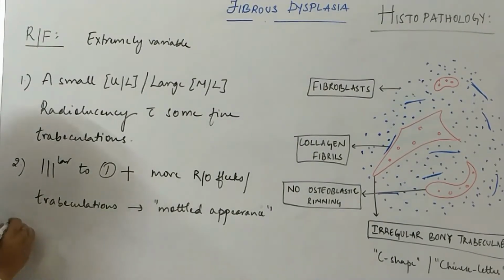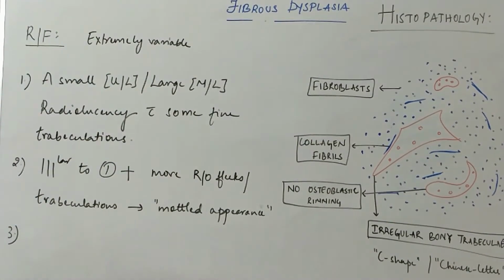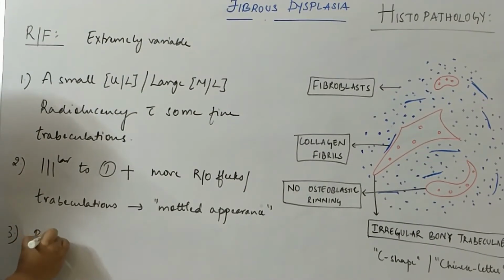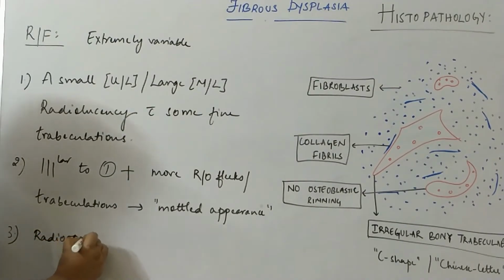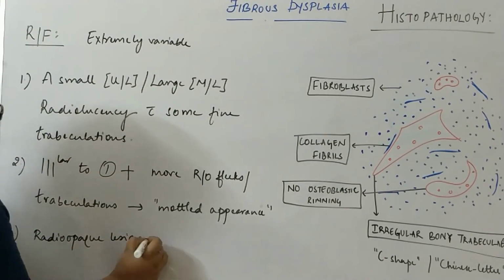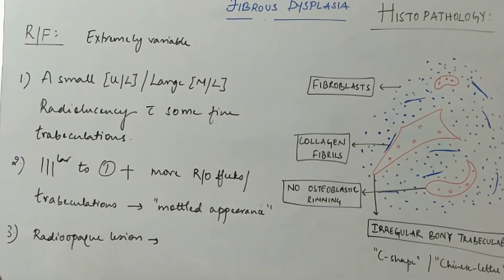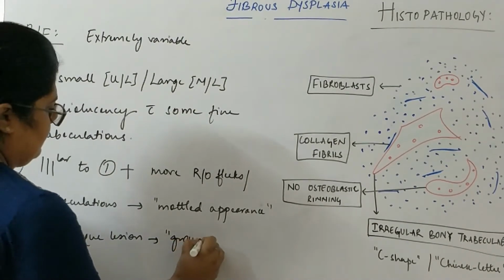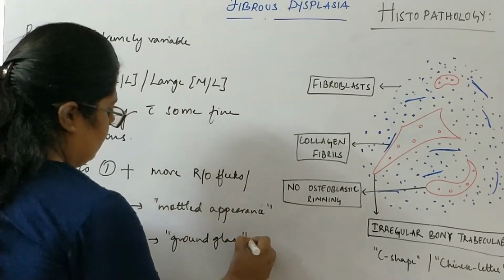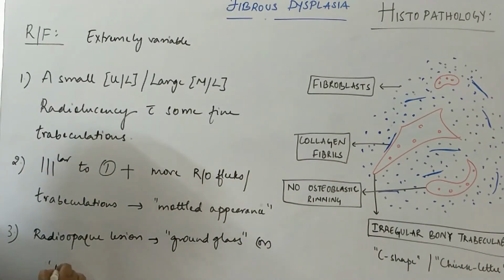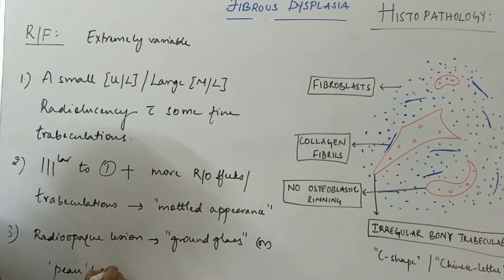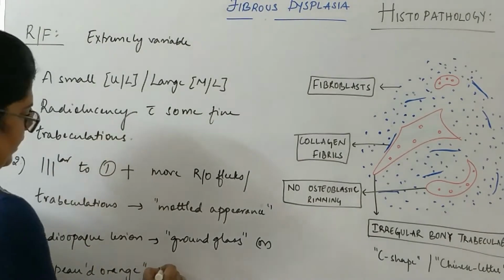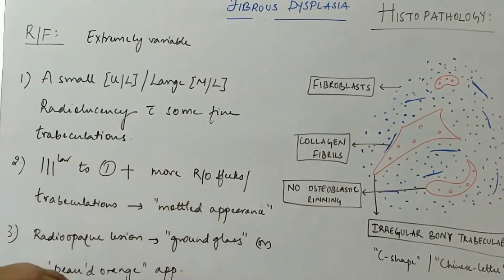Now the lesion continues to progress, so mineralization takes place further. What happens now is there is complete opacity. You will see an extremely radiopaque lesion. This type of lesion will give you an appearance of ground glass or peau d'orange, which is nothing but an orange peel appearance. So this is a characteristic of fibrous dysplasia.